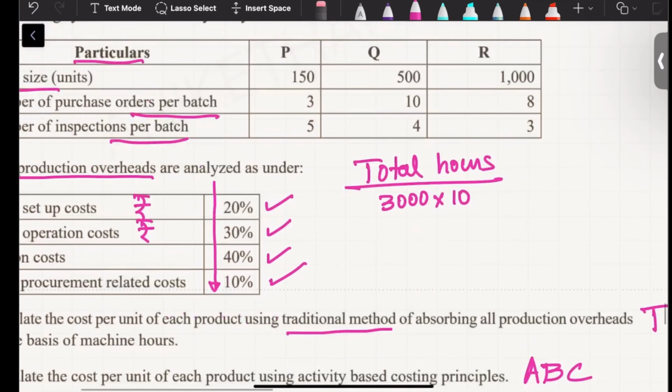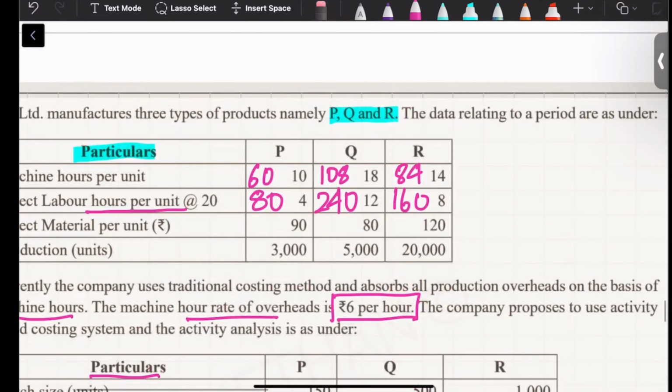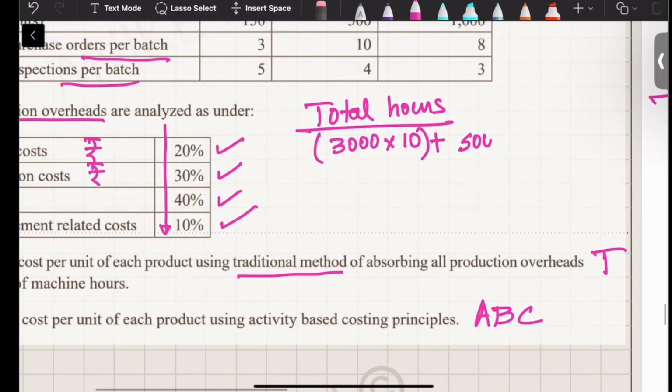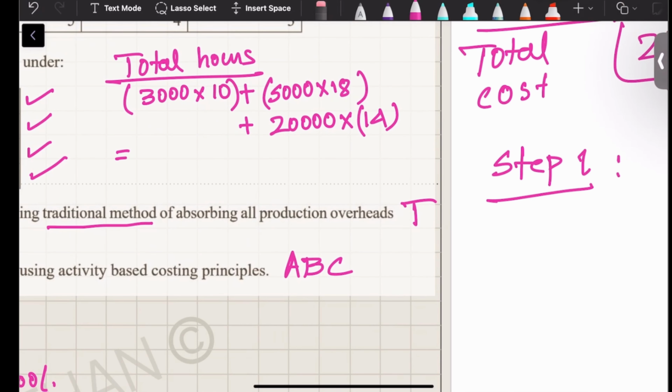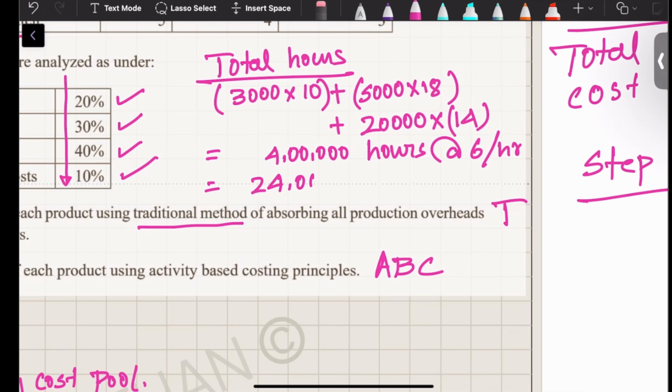For P it is 3000 units into 10, plus Q it is 5000 into 18, for R 20,000 into 14. So all of this added together will give total hours. Then when we multiply that with 6 rupees per hour, we will get the total overheads. So total 4 lakh hours multiplied by 6 per hour, we will get 24 lakh as the total overhead cost.